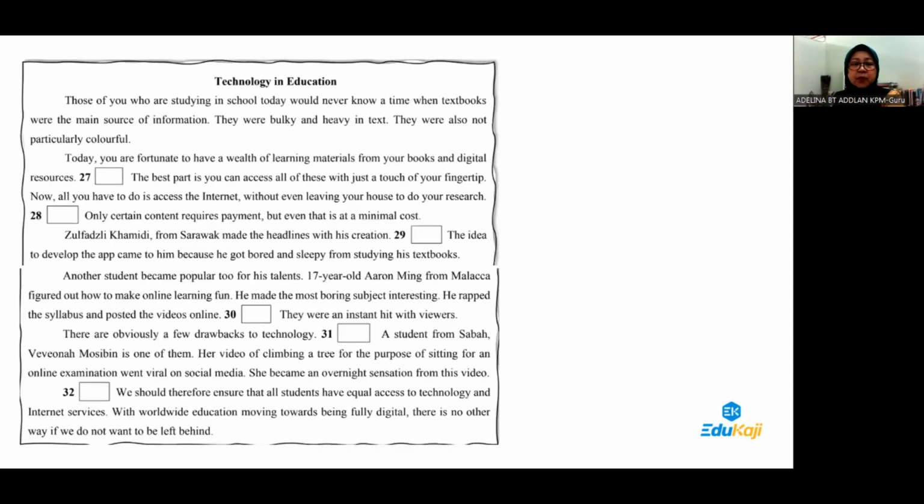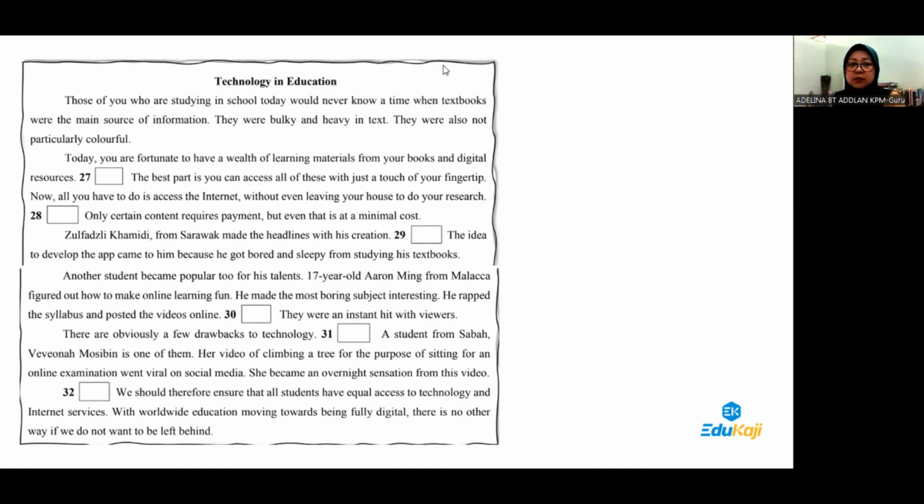All right. This is part 4. Part 4 again. The gap text, I think everyone already knows by now, is that students have to find a suitable paragraph or a suitable sentence to be joined together with the blanks given.